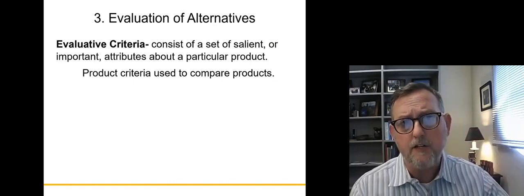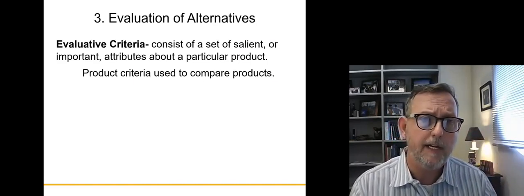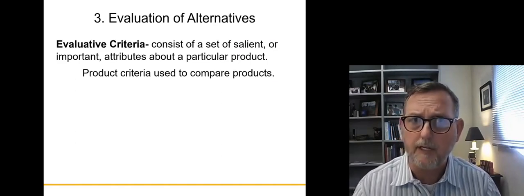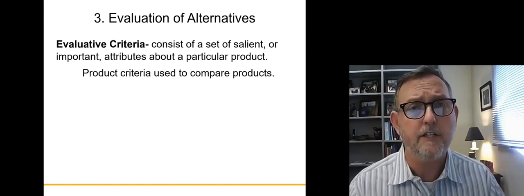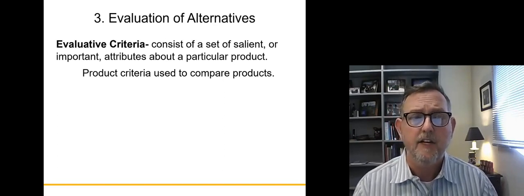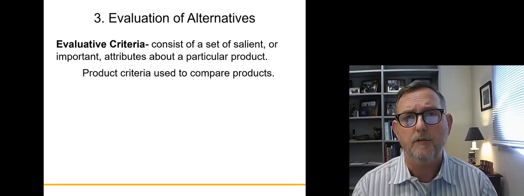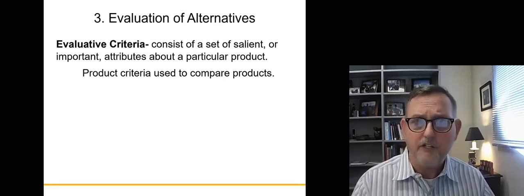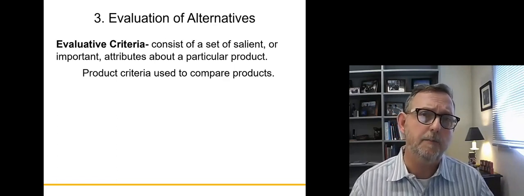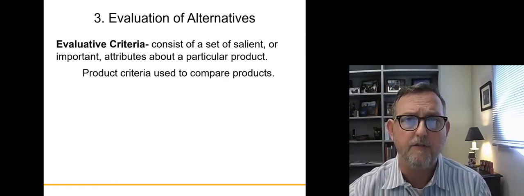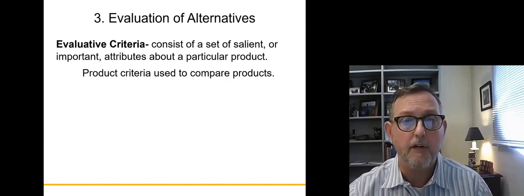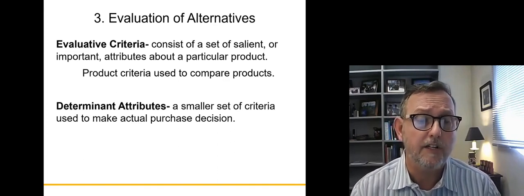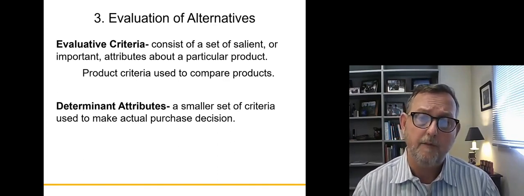So whether we consciously do it or not, typically when we make a purchase decision, we think of what's important in that product and call this evaluation criteria. So it's a set of salient or important attributes about a particular product. And again, we use these features of the product to compare and contrast different options that we see in the marketplace. Very importantly, there's a term that you need to know, and it's called a determinant attribute.